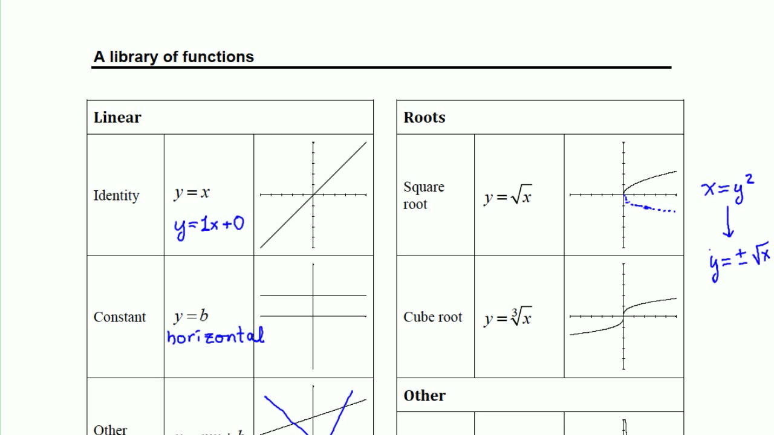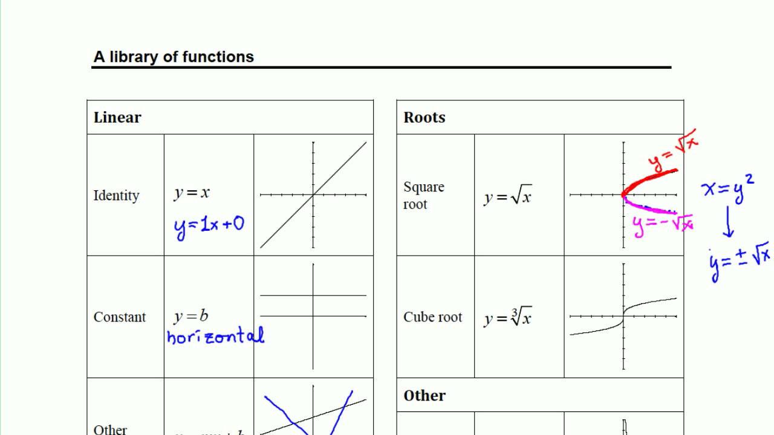However, we can define two separate functions out of that. When we take the positive square root of x, we get just the top half of this parabola. So this would be y equals the positive square root of x, and that's exactly what our formula is here and exactly what our original graph looked like. And then when we take the minus part of that, y equals minus the square root of x, we get the bottom half of this parabola. So this would be y equals minus the square root of x.